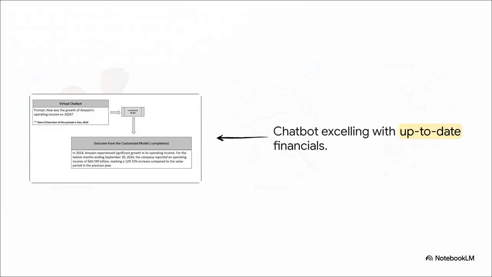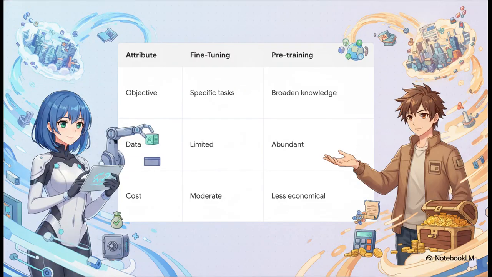To fix this specific issue, we have to use continuous pre-training. This technique uses massive, diverse data sets to actually update the model's fundamental understanding of the world. After continuous pre-training, the AnyMarketingAnalyst chatbot flawlessly provides the up-to-date 2024 operating income, correctly noting the massive growth to over $60 billion.